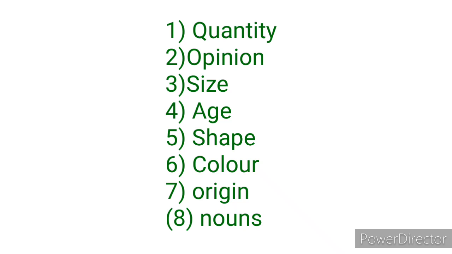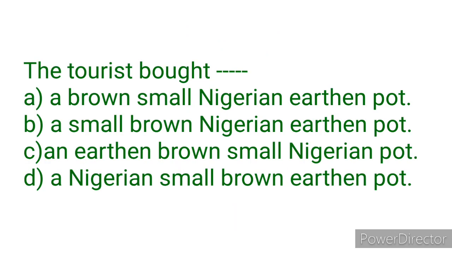Now, let's see this question from 2020. The tourist bought dash. Option A, brown small Nigerian earthen pot. B, a small brown Nigerian earthen pot. C, an earthen brown small Nigerian pot. And D, a Nigerian small brown earthen pot. All of the options deal with the quantity. Whenever you want to choose the correct option, make sure that the first thing you consider is the quantity. The quantity has to come in first.